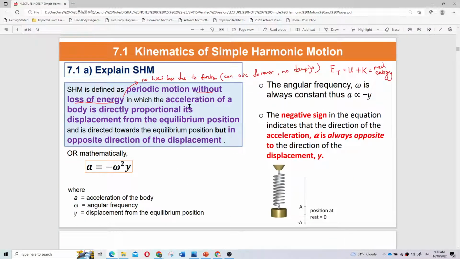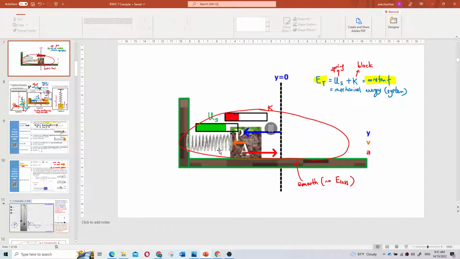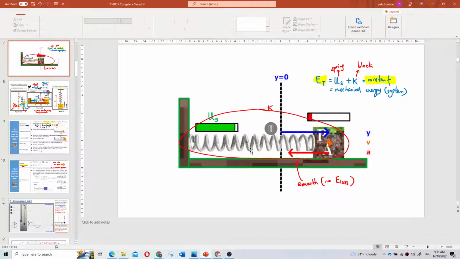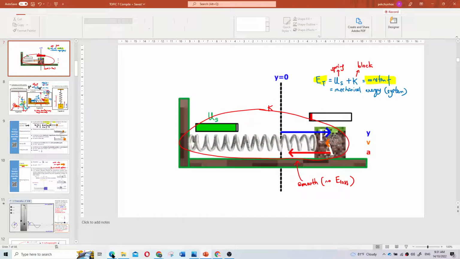Okay, let's go back. Now you understand the statement here: periodic motion without loss of energy. That's why it can oscillate forever, no damping. The animation still carries on until now. No damping at all. It doesn't slow down and always carries on forever. Okay, I should continue.